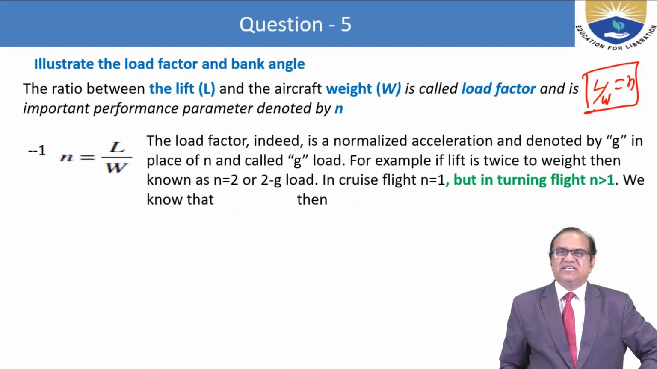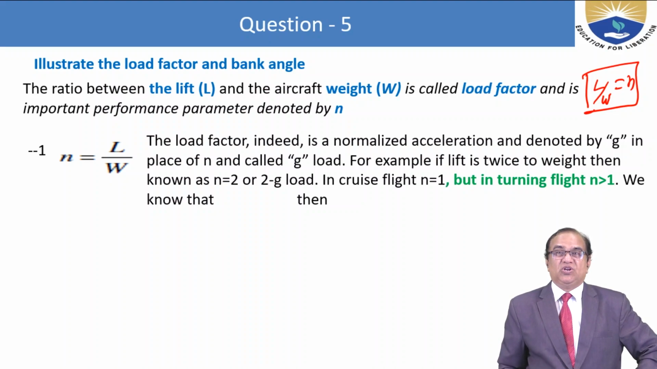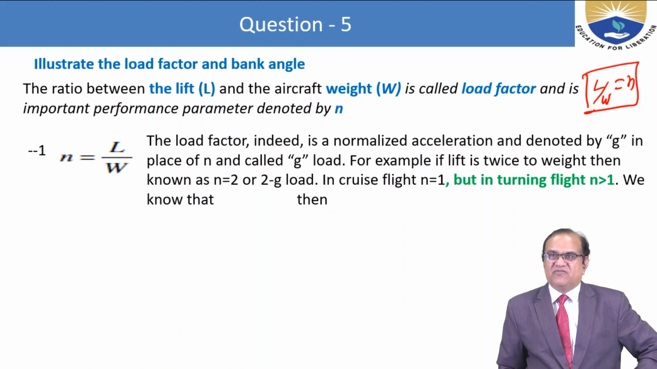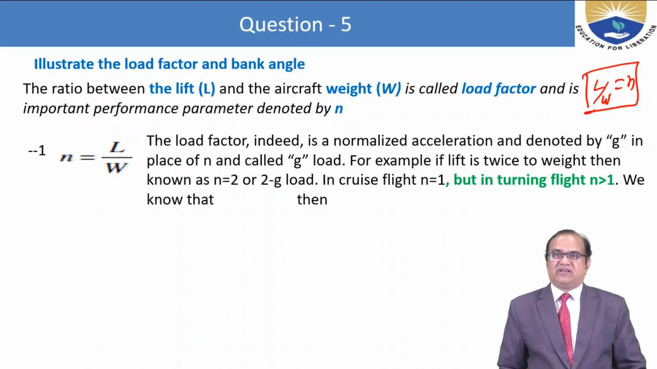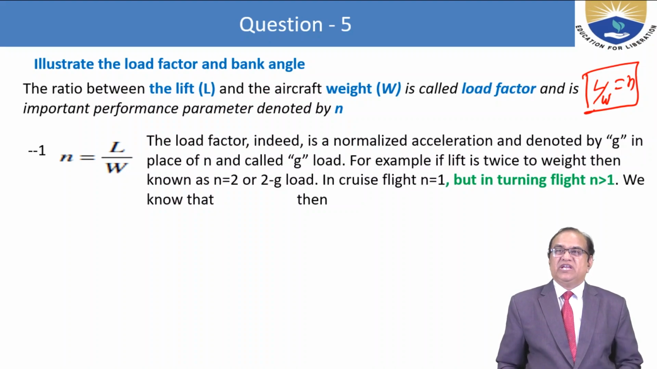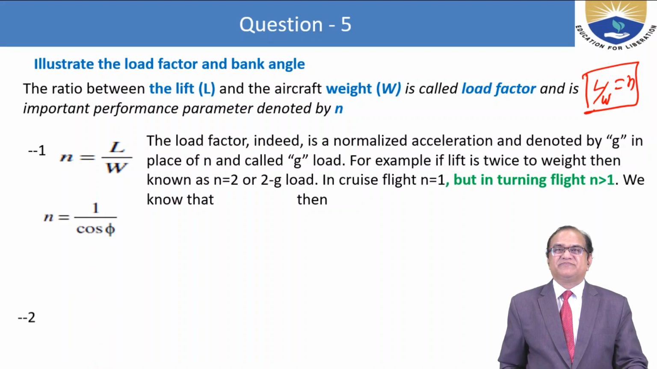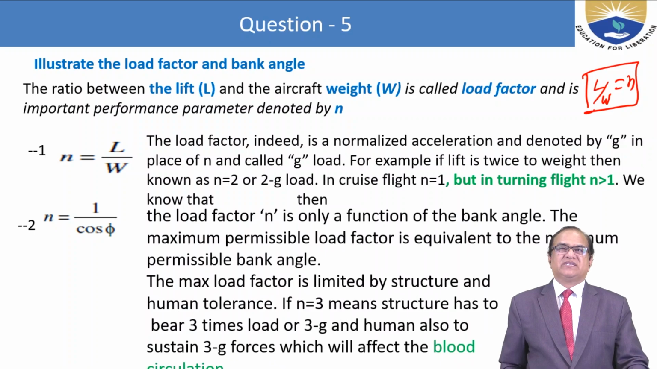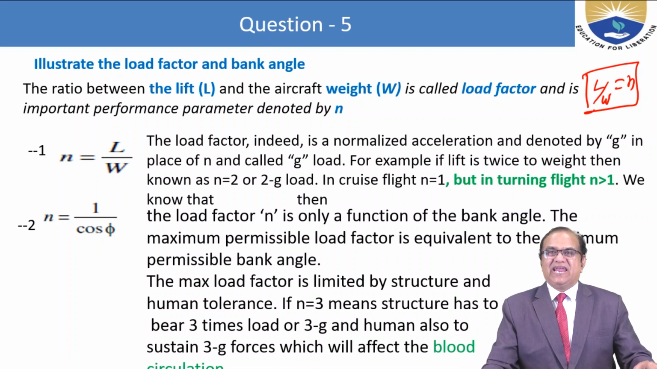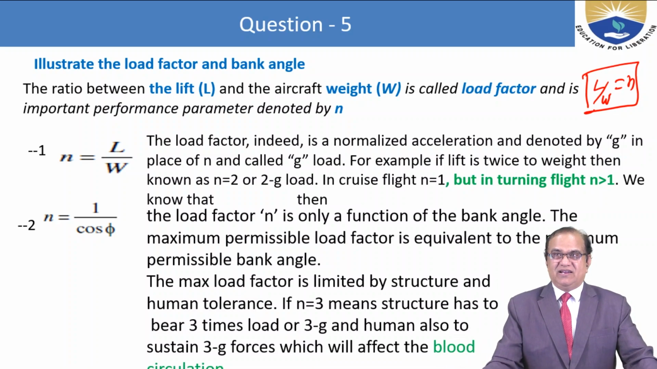So the load factor is indeed a normalized acceleration, denoted by G in place of N, and called the G load. For example, if lift is twice the weight, then N is equal to 2, or it is called 2G load. In cruise flight, N is equal to 1, but in turning flight, N is greater than 1. We know that N is equal to 1 by cos phi. The load factor N is only a function of the bank angle.